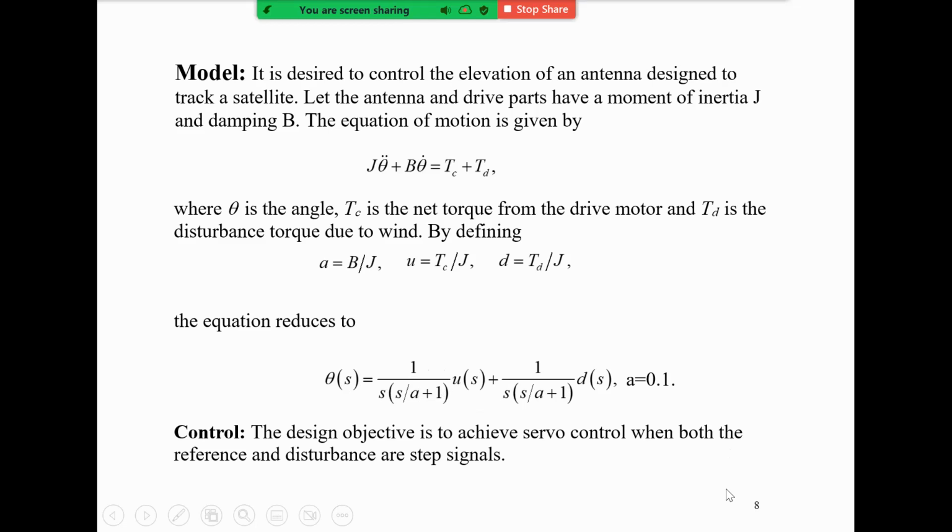So how are we going to do that? We are going to return to this example after we have learned the general way of doing this. So this is just a motivation for you to see the usefulness of servo control.